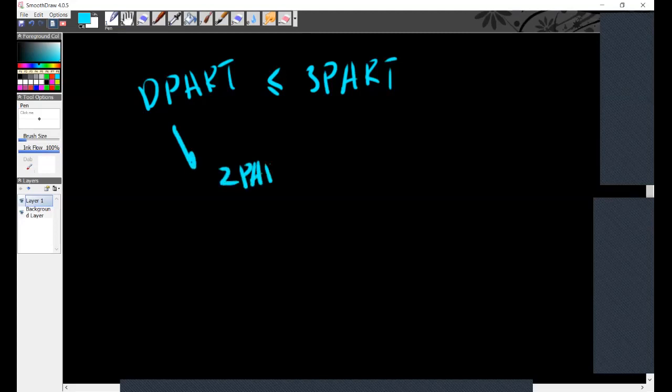It asks you to show reduce D partition to 3 partition. And if you notice, the box is kind of small, because you're not supposed to explicitly give a reduction. You have a reduction from D partition to 2 partition, and you have a reduction from 2 partition to 3 partition. So all you have to answer is apply the algorithm from D partition to 2 partition, then apply the algorithm from 2 partition to 3 partition.